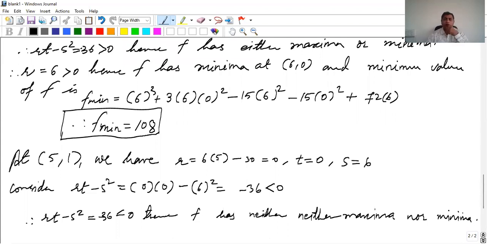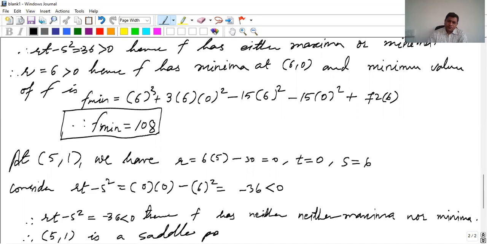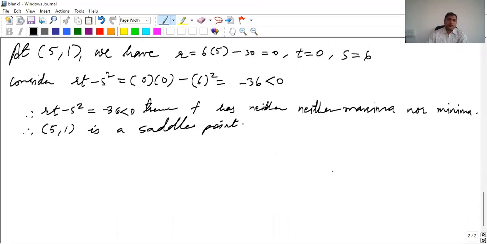Okay, so when we have a point where we don't have the maxima or the minima, what is this point called? Saddle point. Yeah, it is going to be a saddle point. So this is minus 36, less than 0. And hence, what we can say is this point 5, 1 is a saddle point.